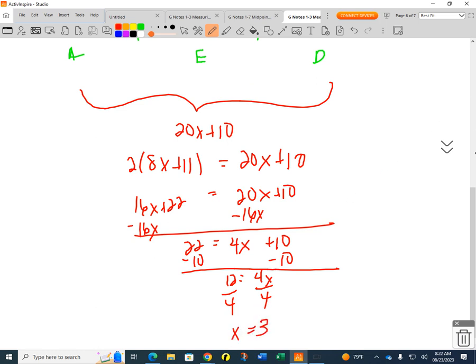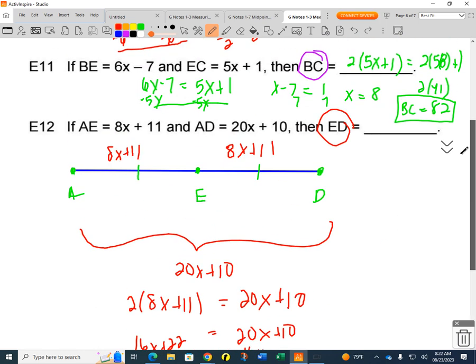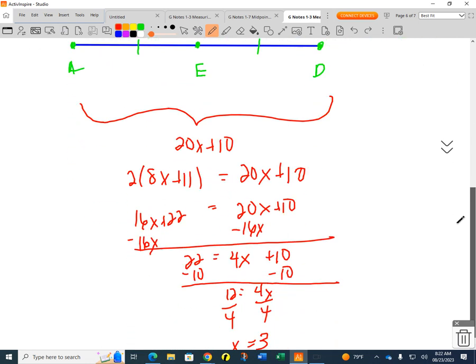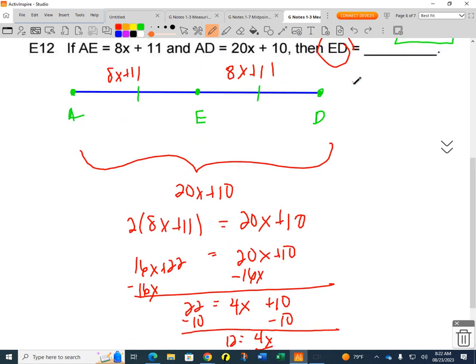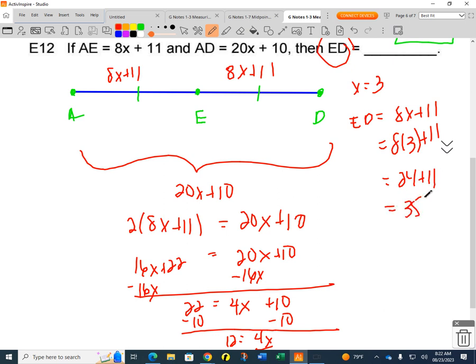Perfect. So what did they ask me for? Did they ask me to hold it? Nope, just for ED. All right, so we know x is 3, and ED is 8x plus 11. So we're just going to plug in 8 times 3 plus 11 equals 35. So now we know that ED is 35. And if you feel like taking the long way, if you feel like seeing how much AD is, it's 70. Yes, you can multiply by 2.